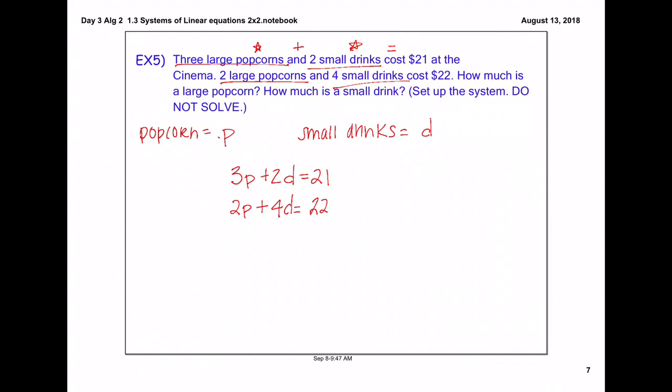So we just set up a system, and the best method to solve this system would be elimination, because looking at these two equations, there is nothing that we can substitute directly into the other.